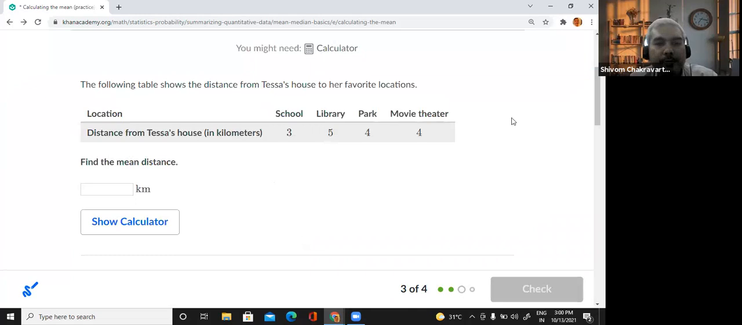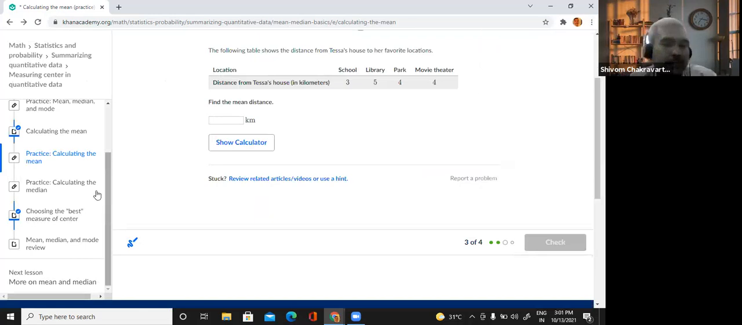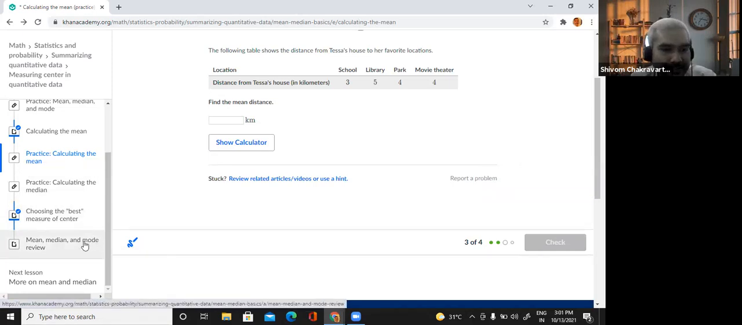Okay, now let's do something other than median. Mean, median, mode is very easy to calculate, but let us see some mixed problems.